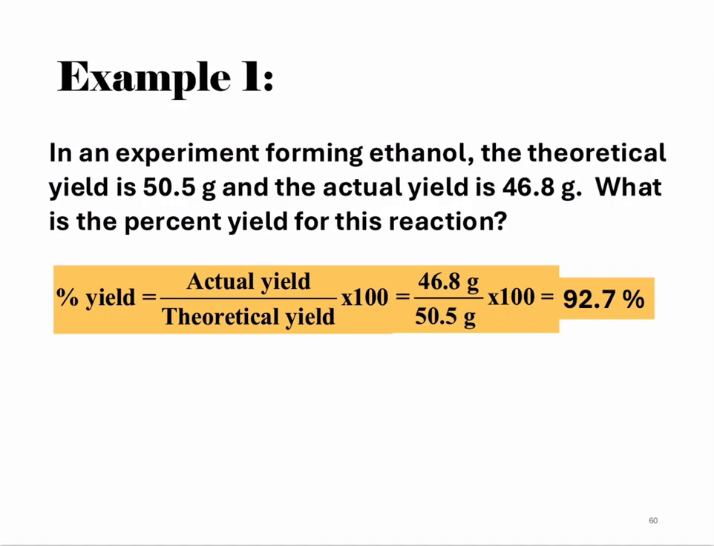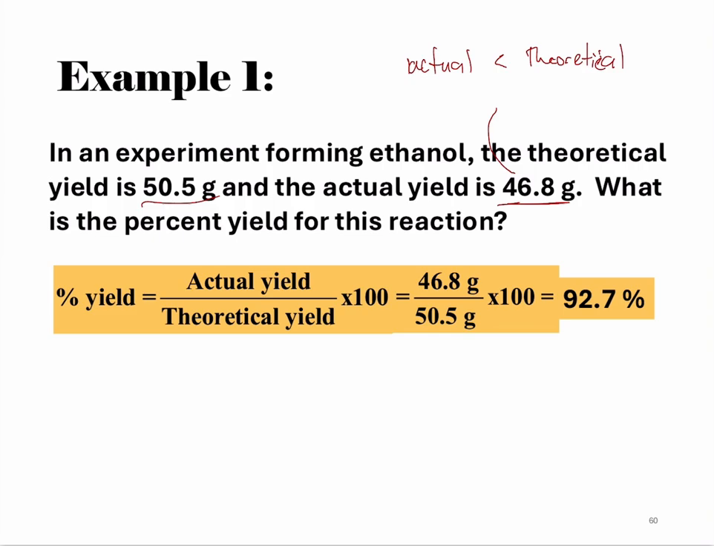So for example, if you have an experiment forming ethanol, the theoretical yield is 50.5 grams and the actual yield is 46.8 grams, right? The actual is always going to be less than the theoretical because in nature things aren't really 100% efficient ever. So if we see the ratio, 46 divided by 50, that's a smaller number divided by a large number, that's going to be less than 1, right? And so here, this is a pretty good yield, right?